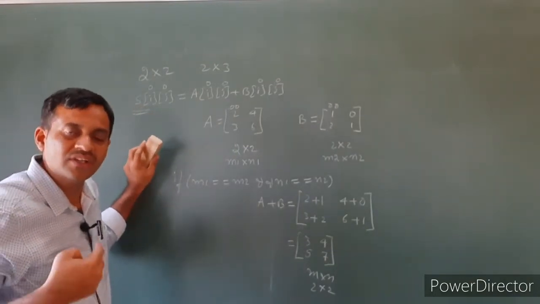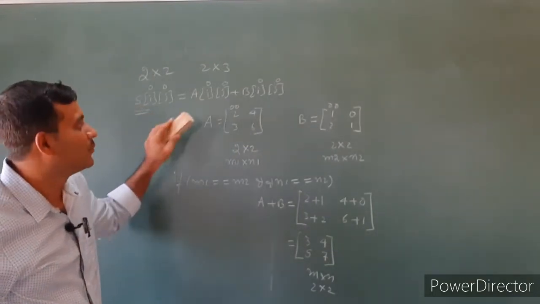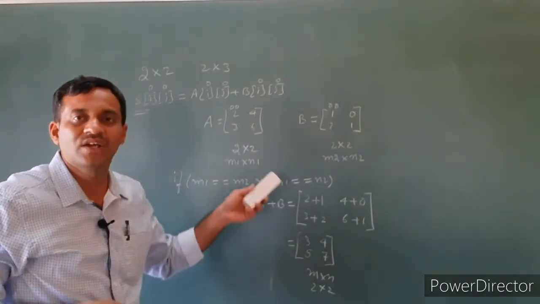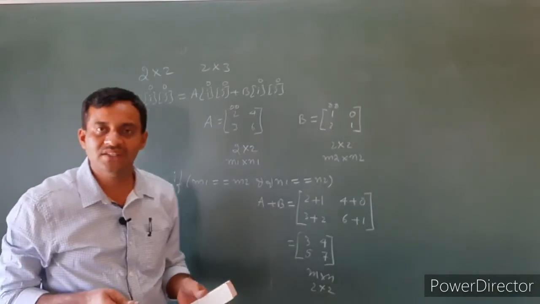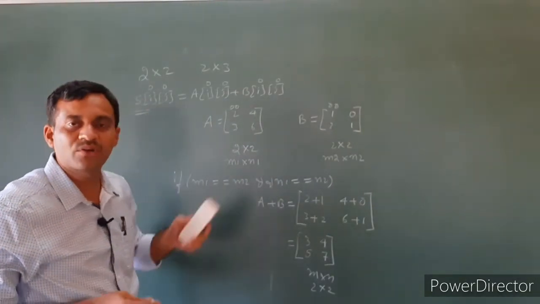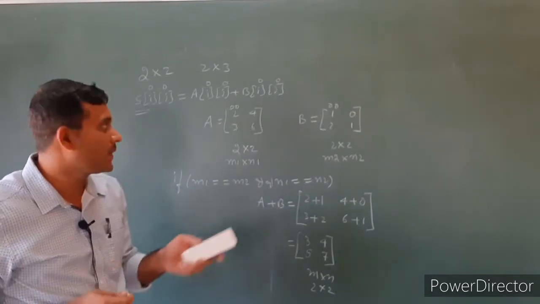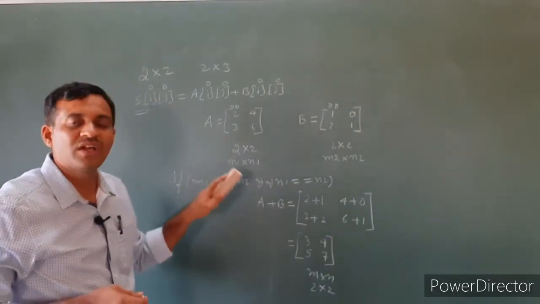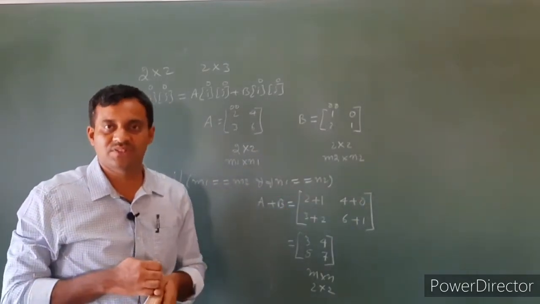If i and j values are changed, both A and B index values are also changed. Like this, we have to add the matrices elements. How to access? Using this formula, we have to access the array elements. Then i value varies up to m times, j value varies up to n times.